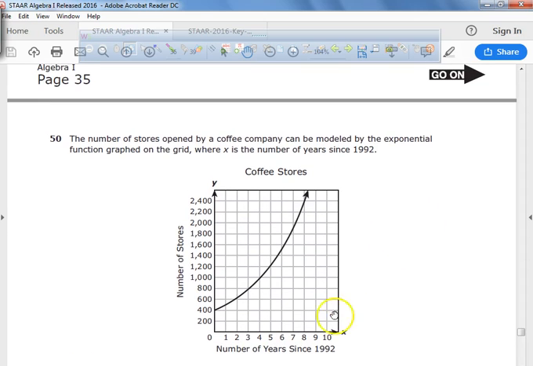All right, so let's see what's happening. Number of years since 1992. So these are just like 1993, 94, 95 going up. What's happening to the number of stores? It's not going up linearly, but exponentially. It is going up super, super fast, okay?